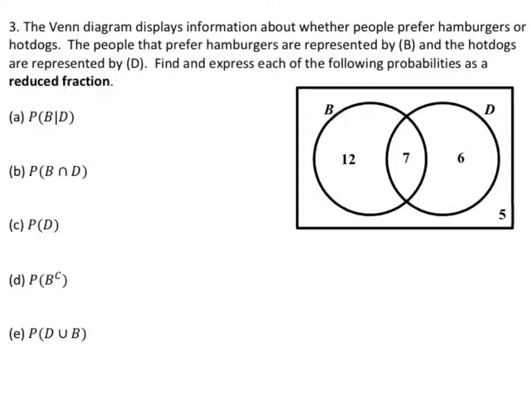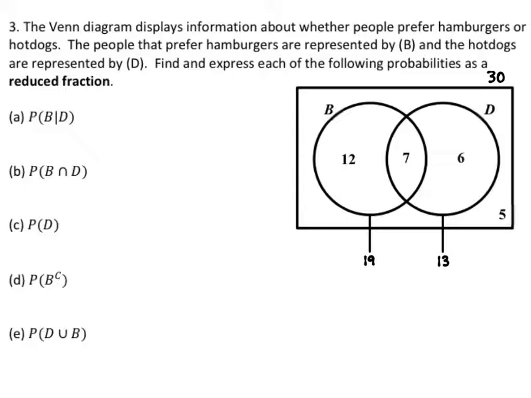totals. Okay, so here we have just B, we have B and D, we have just D, and then we have everything that's not B or D. But we don't have the totals of each of these, so we're going to put the totals in. The total amount of people that like hamburgers is 19, and the total amount of people that like hot dogs is 13. Okay, now the total is going to be 30, because we're going to add up all of the inside numbers. So 12 plus 7 plus 6 plus 5 gives you 30. So now we can start doing a probability.